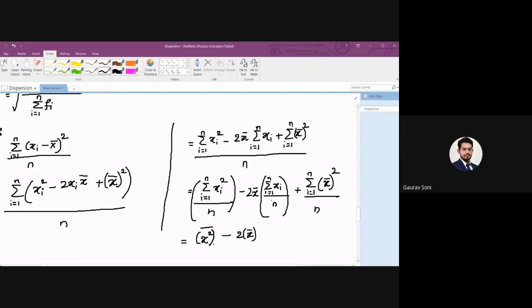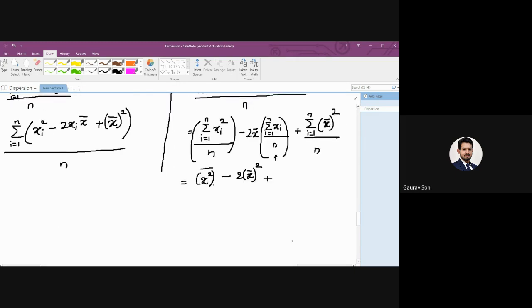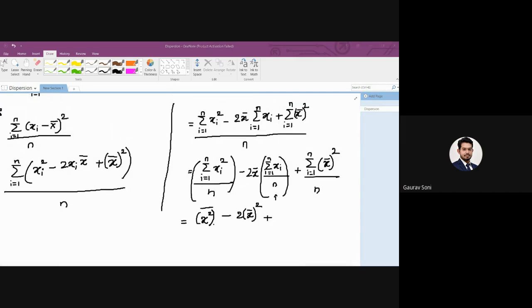This is x bar, and what is this term? The bracketed term is again the mean. So it will be x bar square. What is the third term? Who can simplify it now? The third term.